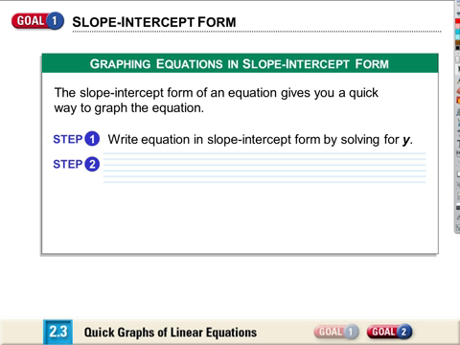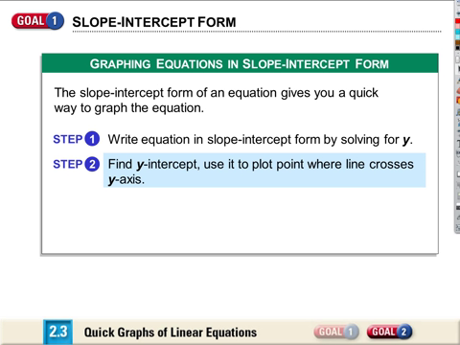Okay, once I've got it in slope-intercept form, then here's my strategy. Now we said we want to plot 2 points, and then connect and extend. Well, we're given 1 point to begin with, right? We're given the y-intercept. We know where the line crosses the y-axis, so we'll call that our anchor point. That's our first point. We'll plot that.